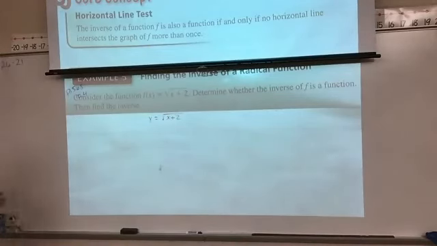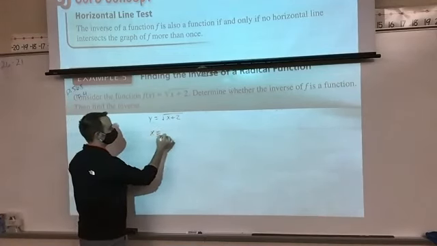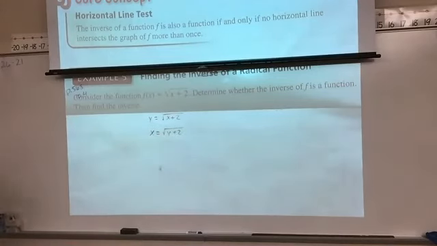So again, we're going to switch where x and y are. We're going to rewrite it as x is equal to the square root of y plus 2. We're switching x and y. And then we got to get y by itself. So go ahead and get y by itself here. Do what you got to do to get y by itself.